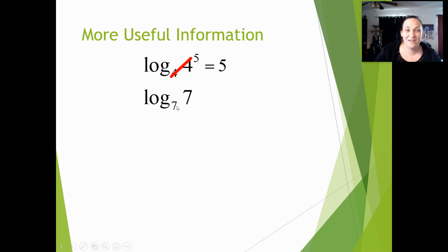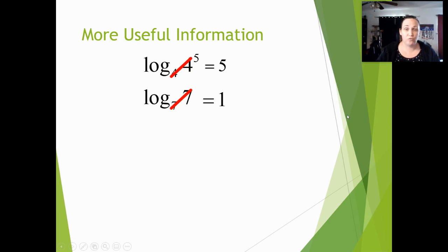Same thing here. I have log base 7 of 7. Those are both 7s. Cancel them out. Now, the exponent on this 7, it doesn't have one written down, but there is an invisible exponent. The invisible exponent is 1. So if you have these two are exactly the same and there was not even an exponent on that one, then the answer is just 1.